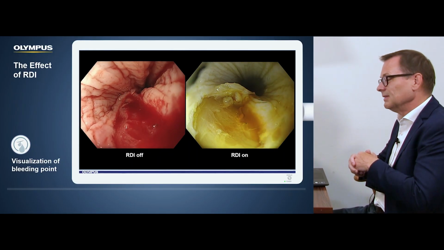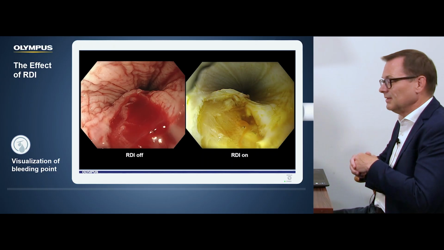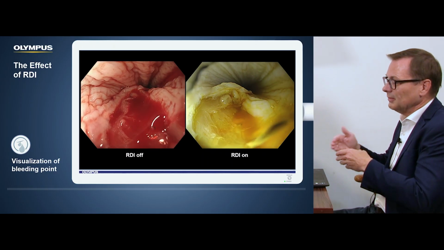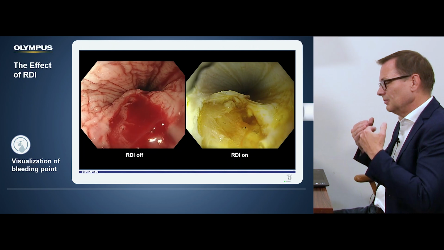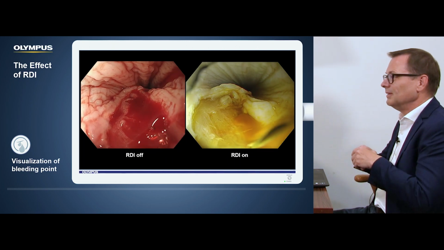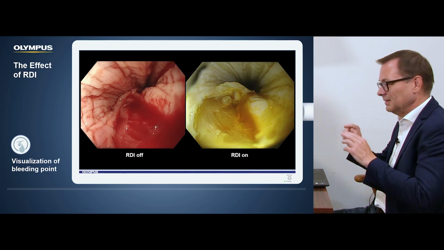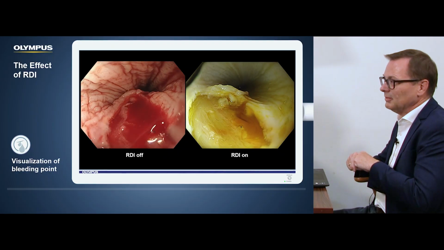Here is a nice example. On the left side, you see the white light, on the right side, RDI, and it even looks like you are looking through the diluted blood, and you can see the bleeding spot very nicely.